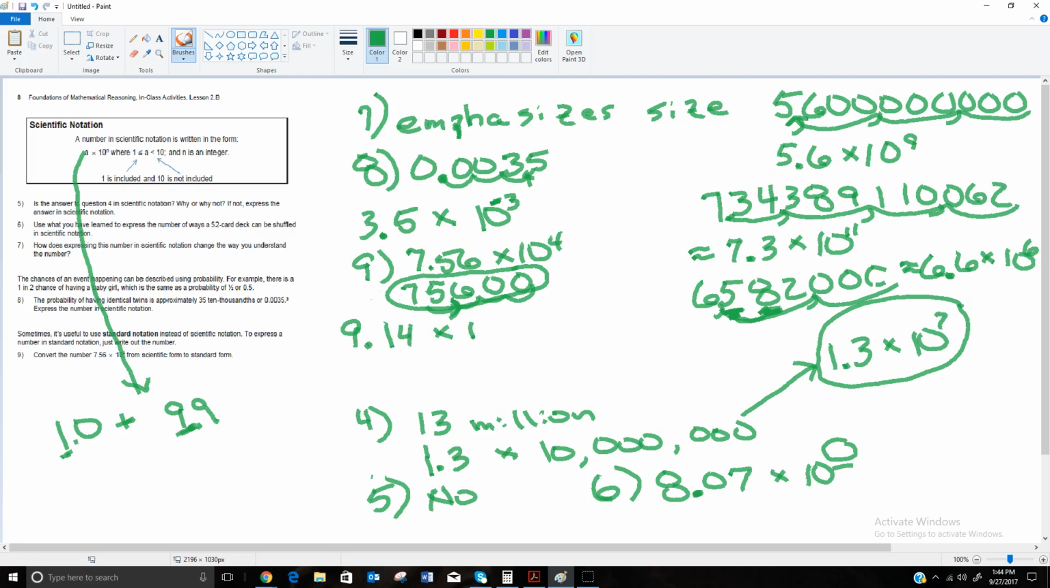9.14 times 10 to the negative 6th. Then that would mean we would take this decimal and we would move it 6 spots. But because it's a negative 6, we're not going to move it 6 right. We're going to move it 6 left. So it's going to go once around the 9, and then we have to, so that's 1, 2, 3, 4, 5, 6.